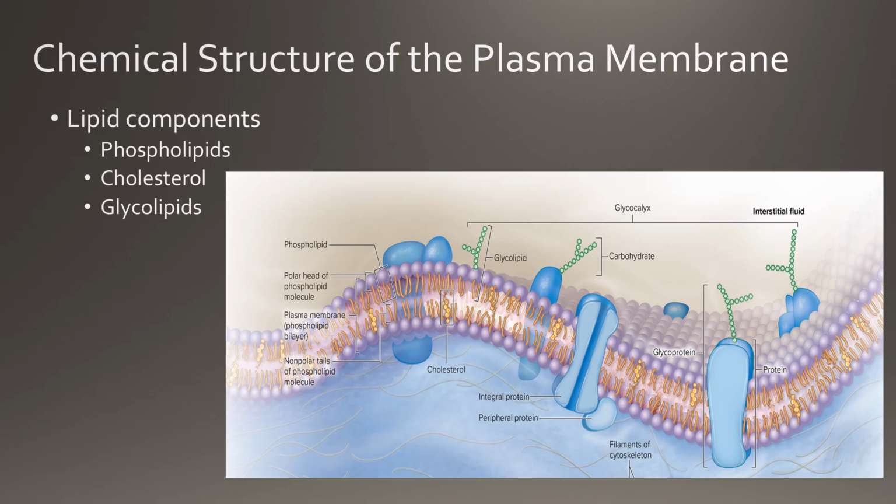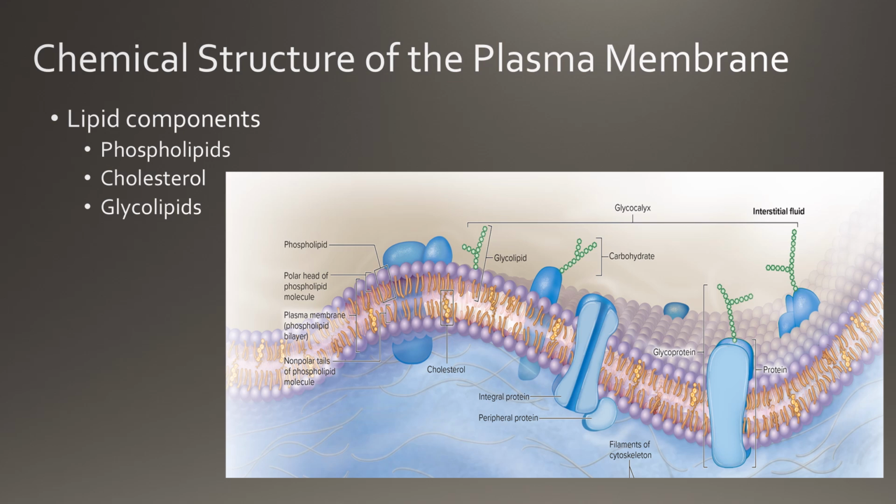Next, we're going to talk about the chemical structure of the plasma membrane. The plasma membrane includes lipids such as phospholipids, cholesterol, and glycolipids. Phospholipids are the predominant lipid type. They're structured like a balloon with a polar hydrophilic head and two nonpolar hydrophobic tails. They are arranged in parallel layers to form the phospholipid bilayer, defining the membrane structure. This ensures the separation of cytosol, which is on the inside of the cell, and interstitial fluid, which is on the outside of the cell.